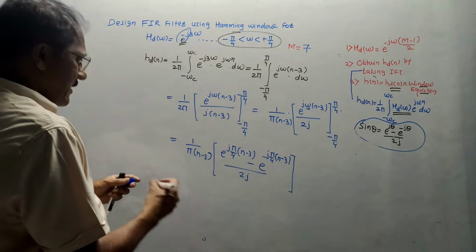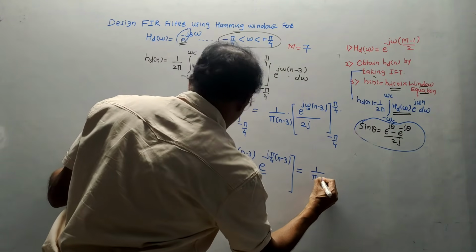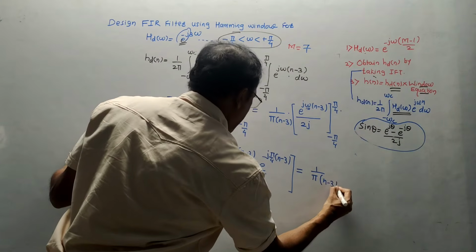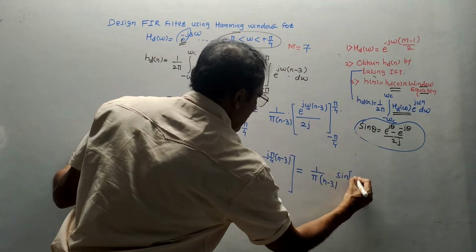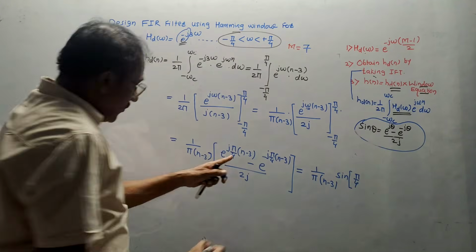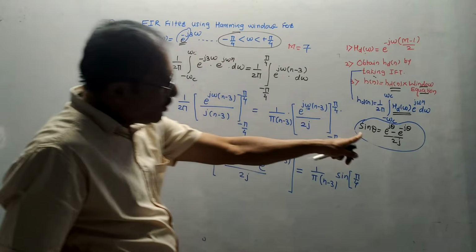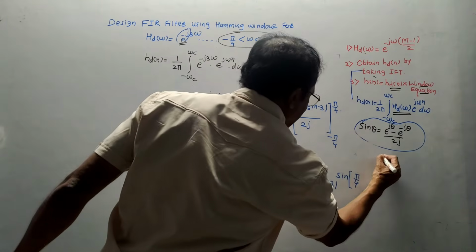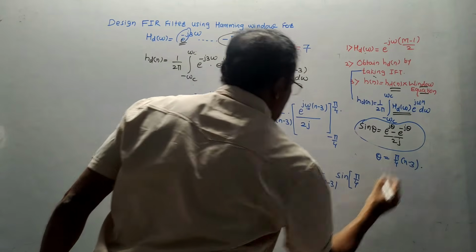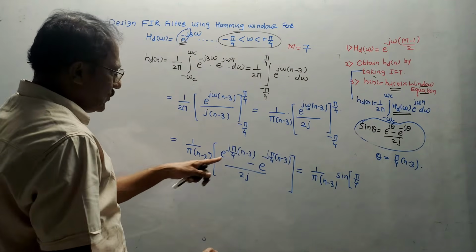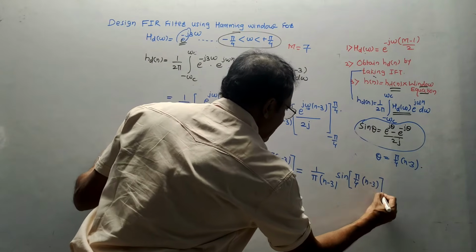Like the earlier sum, this answer can be directly written as 1 by pi (n minus 3) sine of pi by 4 (n minus 3). While making use of this formula here, theta means pi by 4 (n minus 3). So it is sine theta, so it is sine pi by 4 (n minus 3).